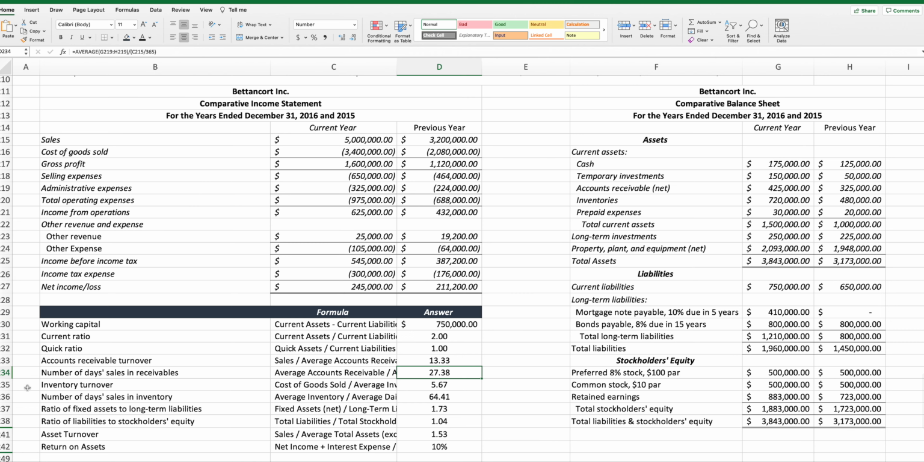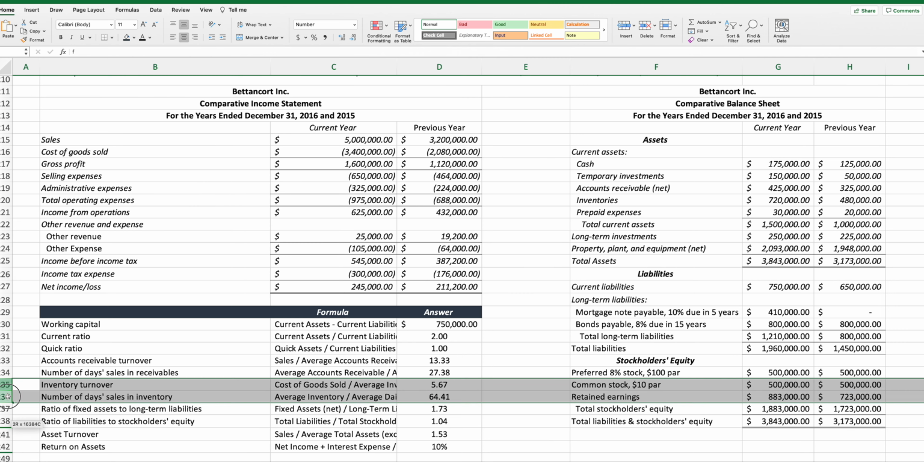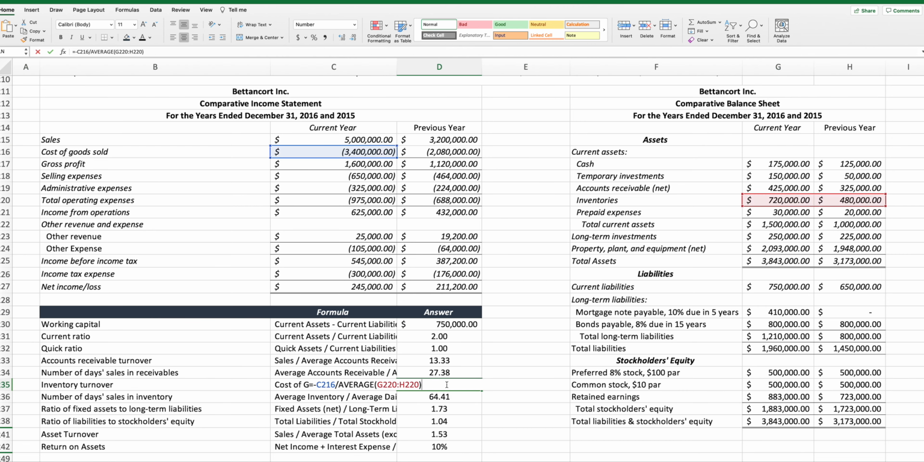Okay, we're going to do the same thing with the inventory turnover and the number of days sales in inventory. It's the same principle, right? So this is our cost of goods sold divided by our average inventory. And so here is our cost of goods sold divided by our average inventory.